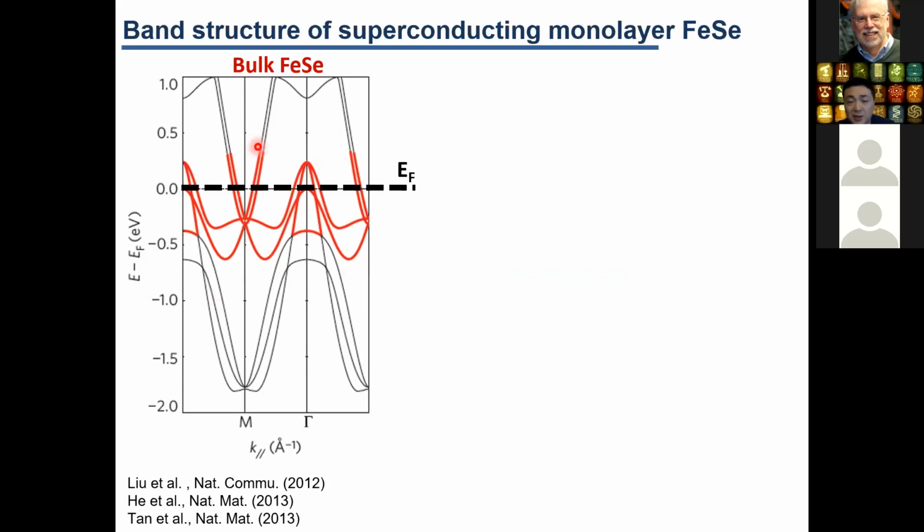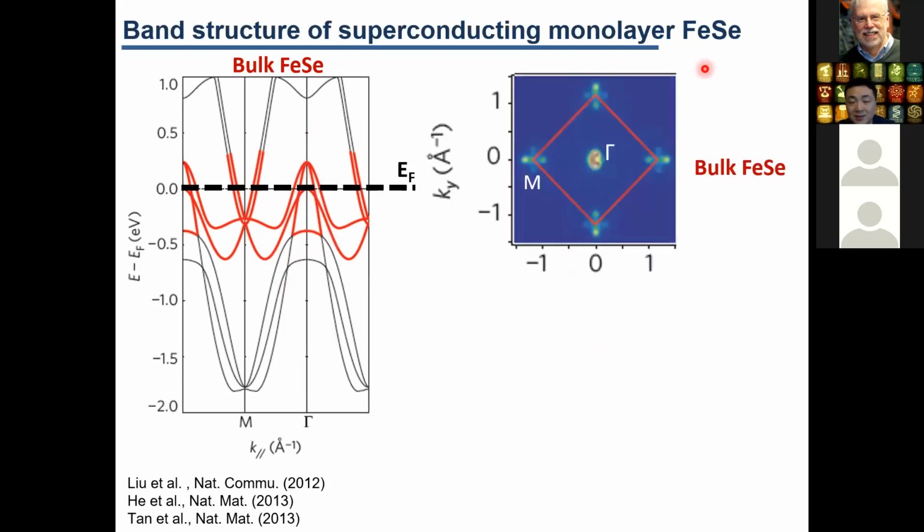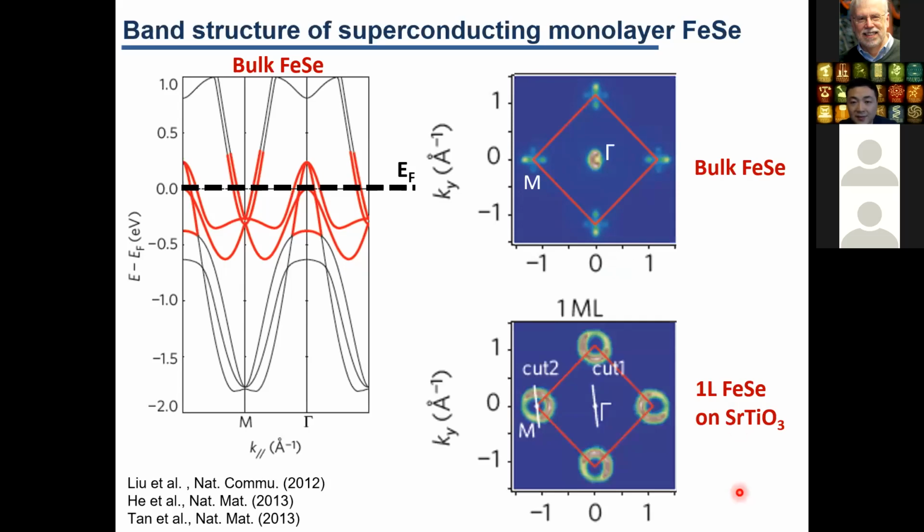Here is a band structure of bulk iron selenide. If you look at the Fermi level, near the M point you have electron bands, and near the gamma point you have the hole bands. And that's what people measure in ARPES as well, gamma point hole bands and the M point electron band. But if you look at the monolayer, this is the cross section of the Fermi level. One biggest difference is that the hole bands at gamma point disappear, and the electron band looks different at the M point as well.